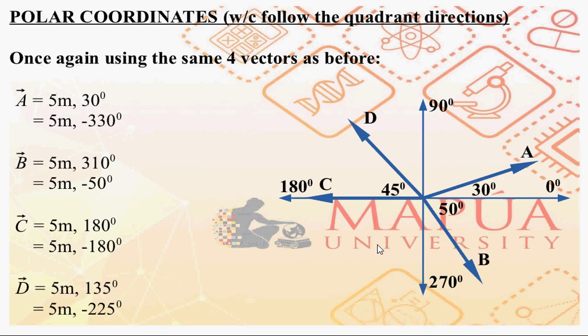So that's the counterclockwise direction. Starting on this line, this direction will be our reference direction. That will be the 0 degrees direction. 0 degrees, 90 degrees, 180 degrees, 270 degrees, then 360 degrees. Using these angles for direction, we can describe the direction of our vectors. So once again, using the same four vectors as before, vector A, B, C, and D. For vector A, with regards to the 0 direction, the angle is 30 degrees. So 5 meters, and the angle is 30 degrees.